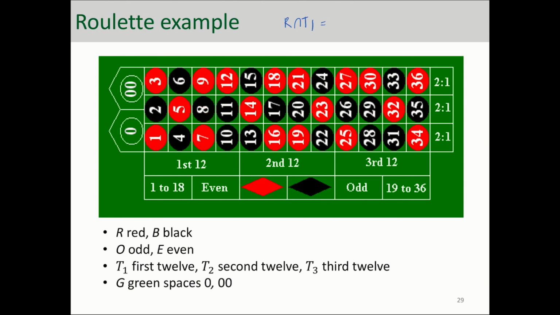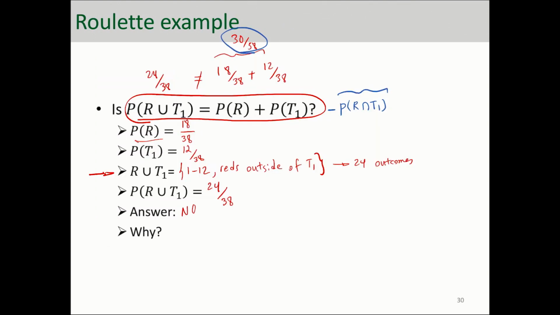We double counted them when we were calculating the right-hand side of this equality, because we once counted them here and we counted them here twice. So in the union, you shouldn't be double counting them. If you want to have a correct equality statement here, you need to subtract the probability of R intersection T1, and then these two sides will be equal.